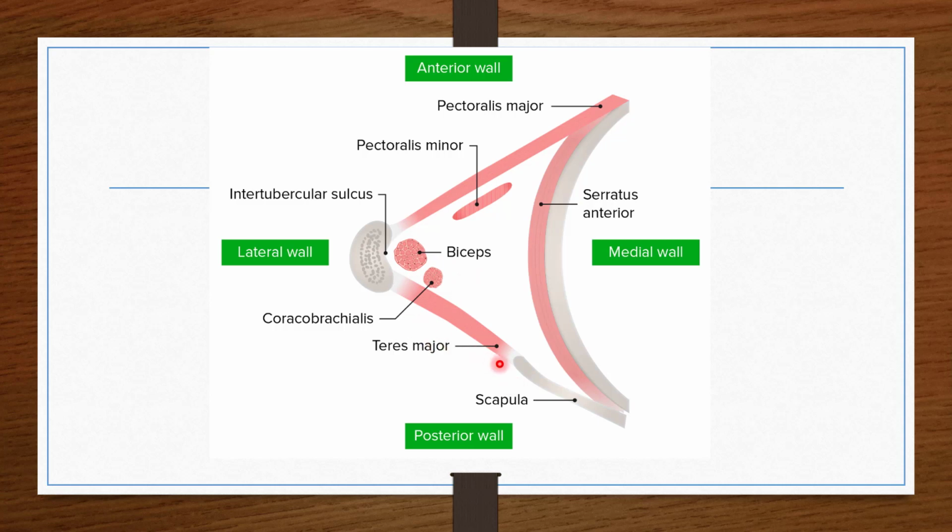This is the posterior wall of the axilla which has 3 muscles, out of which one muscle is shown here, which is the teres major muscle. Along with the teres major muscle, subscapularis and latissimus dorsi are also forming the posterior wall of the axilla.